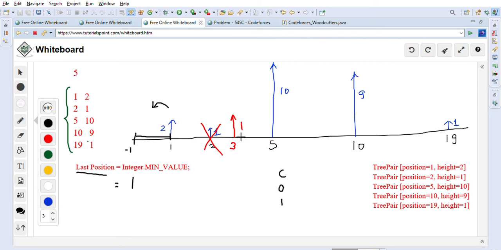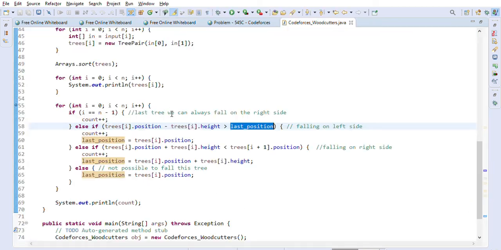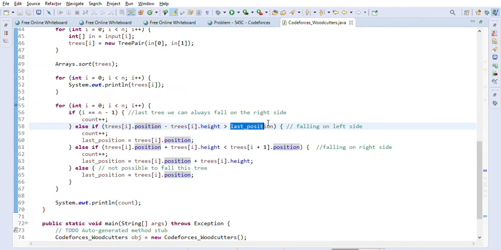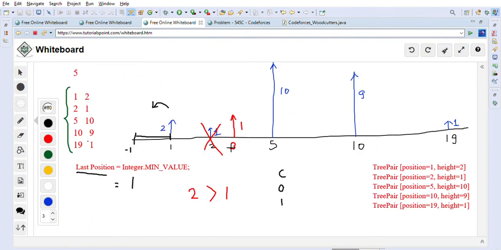So now what we are doing is, we are taking the position of the tree and we are subtracting the height. So position is 3 and height is 1. So 3 minus 1 is 2, and this 2 is greater than the last position, correct? Which means that if we are falling it on the left side, it is not touching this point basically, right? That's what it is checking here. So we can fall it on the left side.